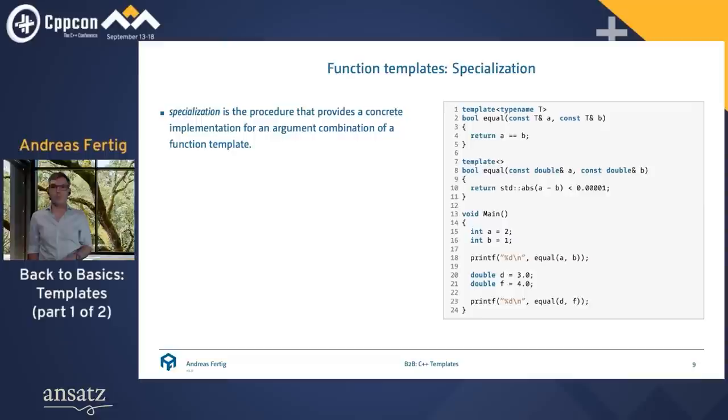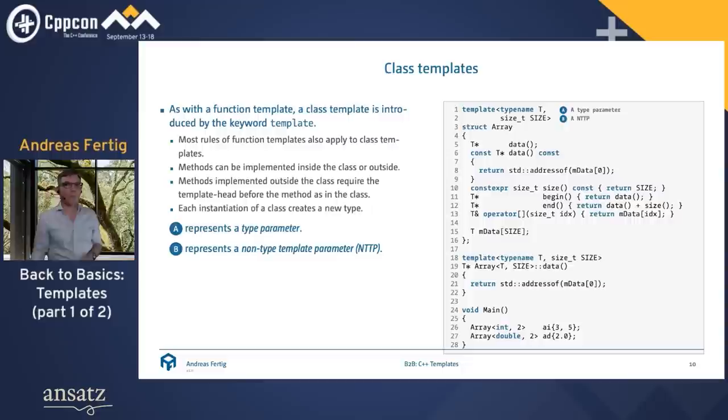All right. This is it so far about our template specializations. And aside from function templates, we can also have class templates. This here is an example of a class template. And class templates are more or less like function templates, so a lot of rules from function templates apply to class templates as well. There are a few differences. Class templates are introduced by the keyword template and the angle brackets, like every other template.